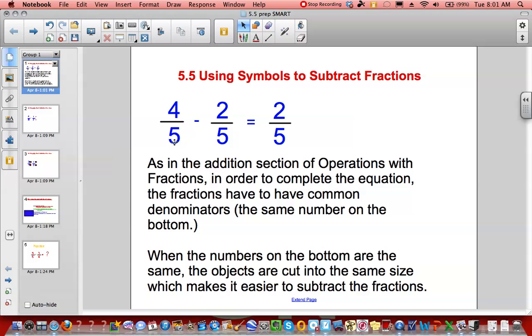These two fractions have a common denominator of 5. So once they are cut into the same number of pieces, you can subtract the numerators. 4 minus 2 is 2, 2 over 5.